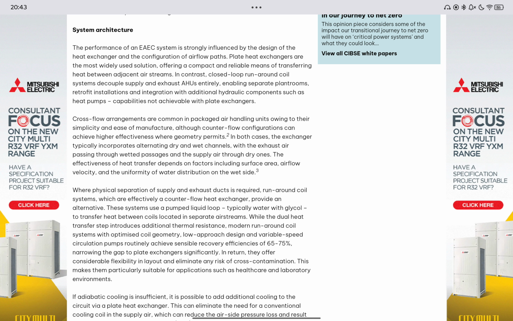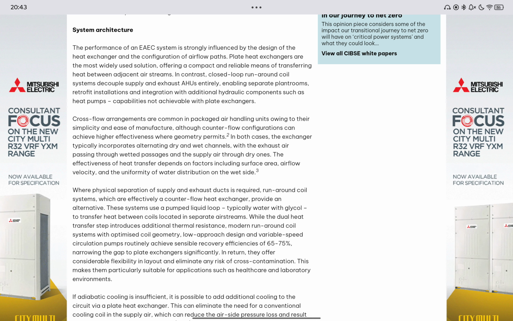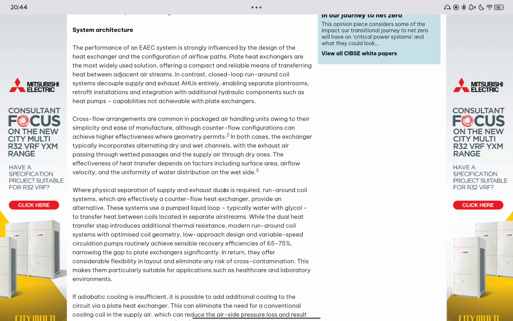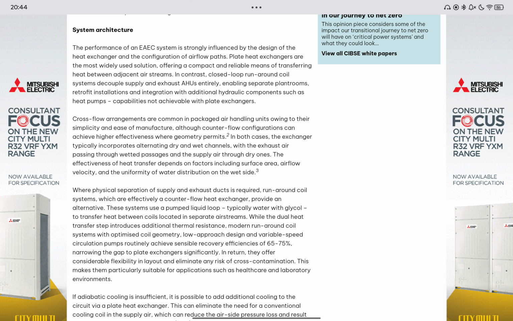Cross-flow arrangements are common in packaged air handling units owing to their simplicity and ease of manufacture, although counterflow configurations can achieve higher effectiveness where geometry permits. In both cases, the exchanger typically incorporates alternating dry and wet channels, with the exhaust air passing through wetted passages and the supply air through dry ones.